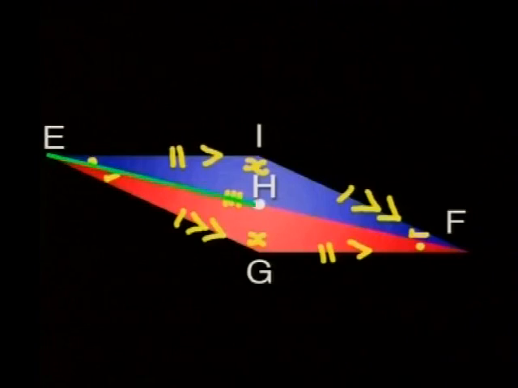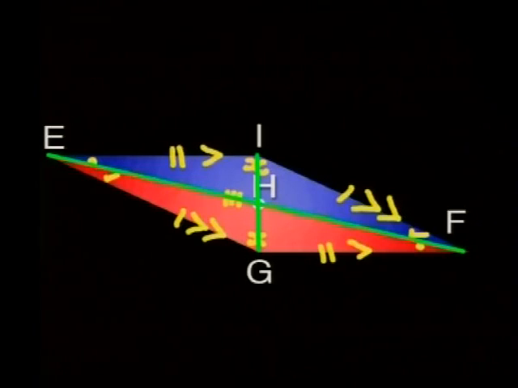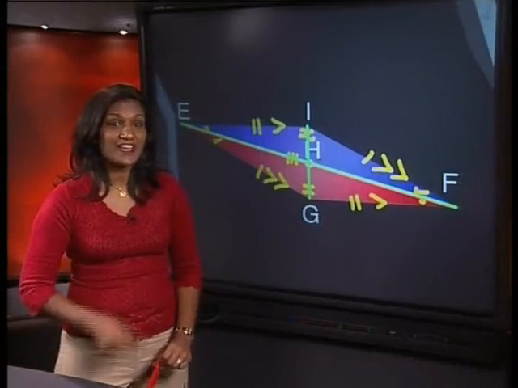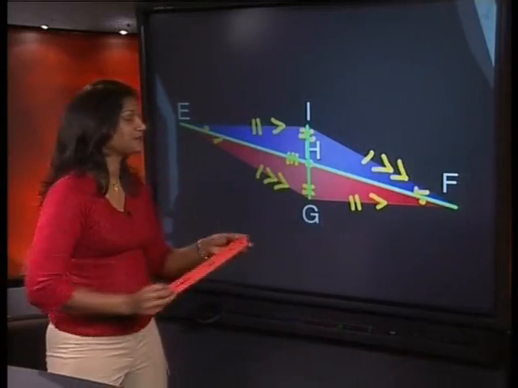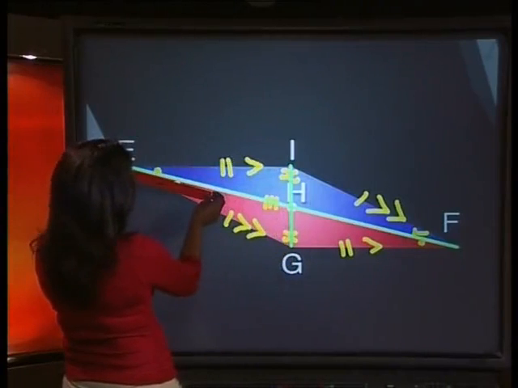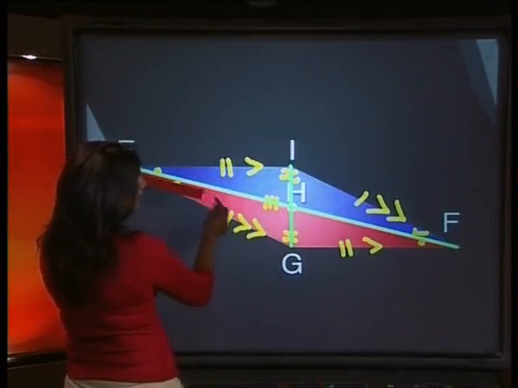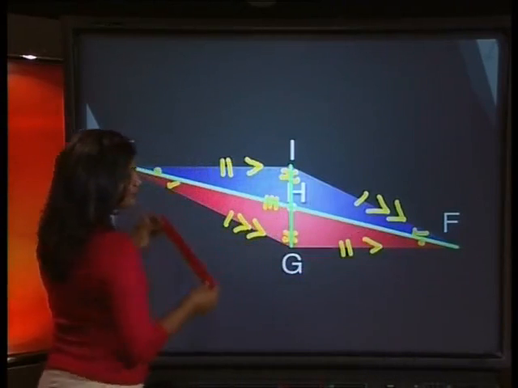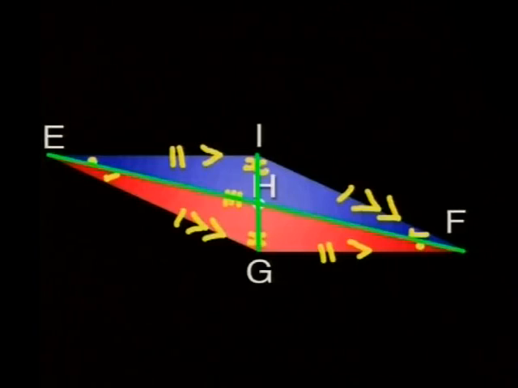Do you see that the parallelogram also has two diagonals? EF is one and GI is the other. Do you think the diagonals are equal to each other? Well, I'm going to use a ruler to check this. Have a look. There's not a chance IG is equal in length to EF. So the diagonals are definitely not equal.